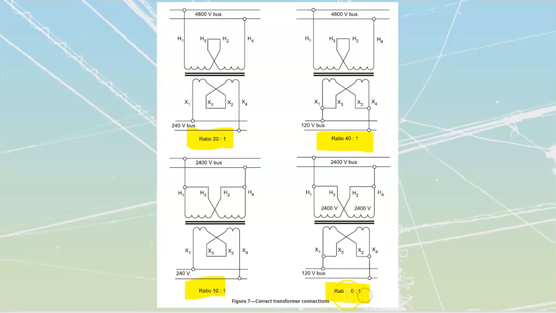Okay, I want you to go and take that and write that onto your binder. That's the voltage ratio for that connection. You'll note that the voltage ratio can change. What is my transformer ratio?